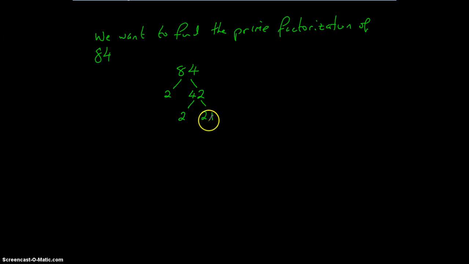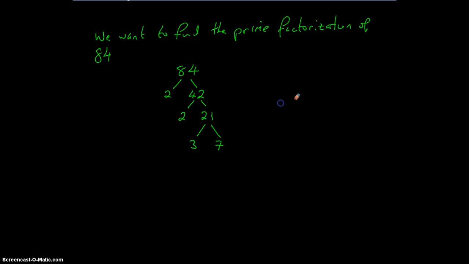This time though, 21 isn't even, so 2, which is the smallest prime number, doesn't go into that, so we're going to look for the next smallest prime number, and that is 3. And 3 times 7 is 21, and in fact 7 here is a prime number, so that ends our process.